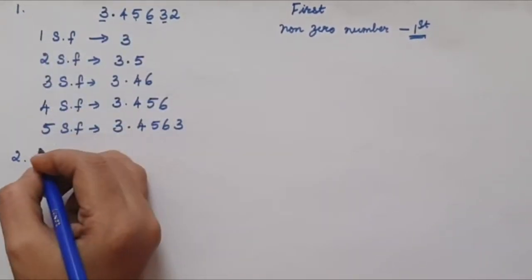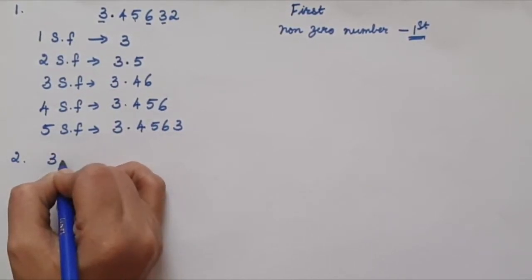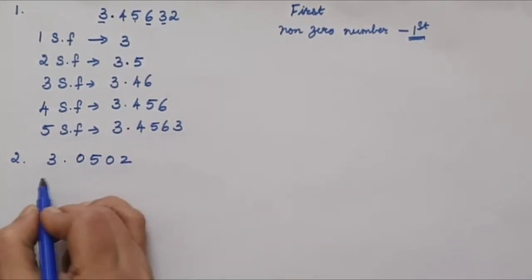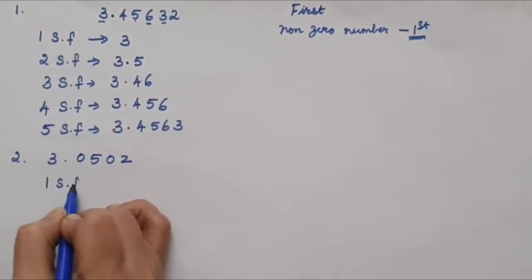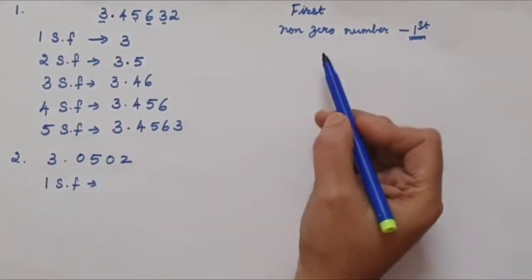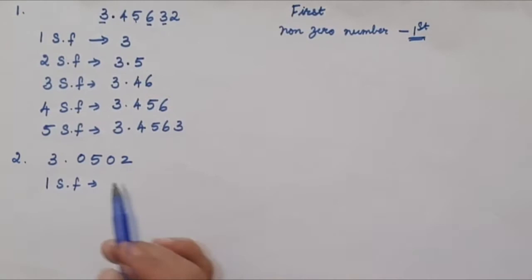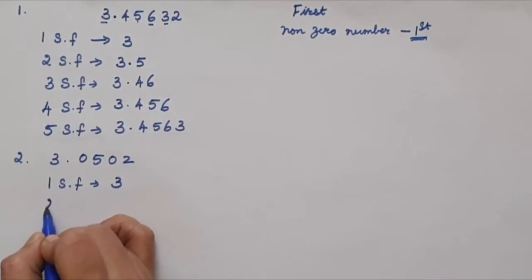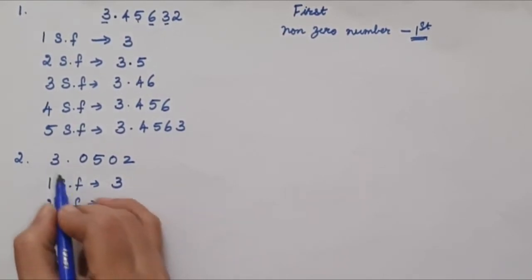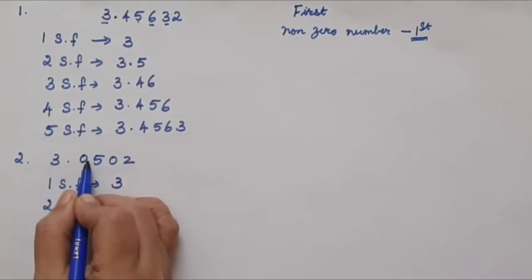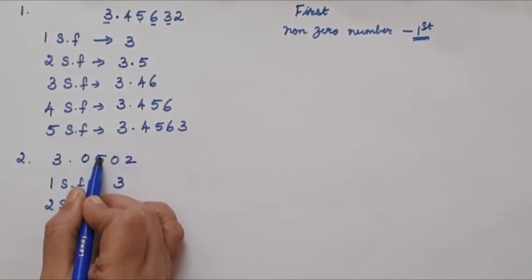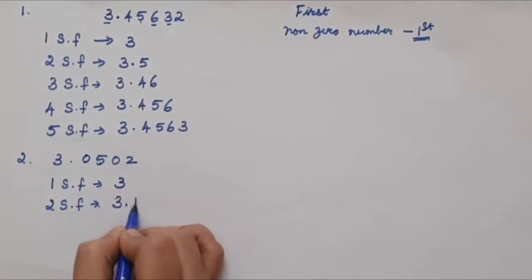Now let us go for the second example. We take this as the first one, and the second one is 3.0502. Now if we need to write the first significant figure, as we know, the first non-zero number is the first significant figure. So here 3 is our first significant figure. If we have to write our number to two significant figures, this is a 0, but even then we count it. Once we start counting, the 0 also becomes the second significant figure. So check the third number. This is a 5, so we add 1. So our answer is 3.1.